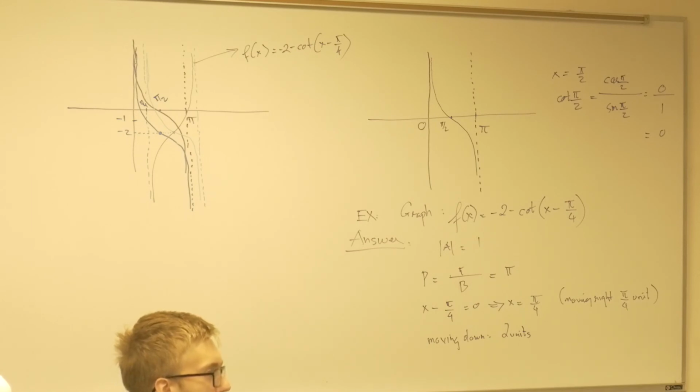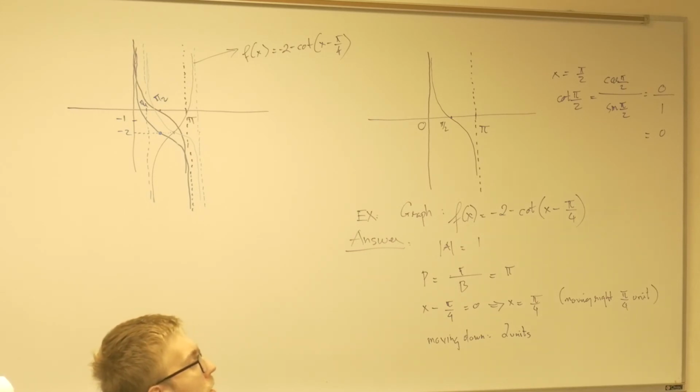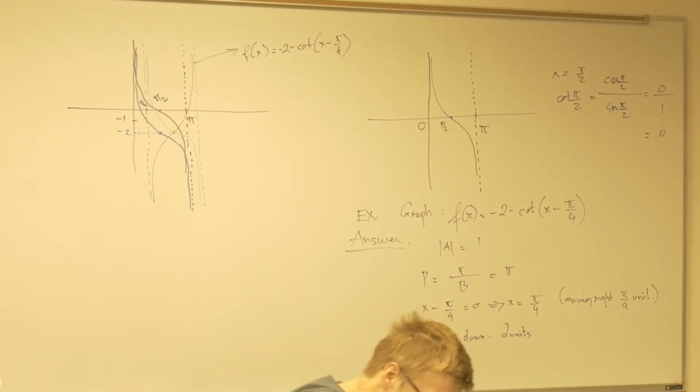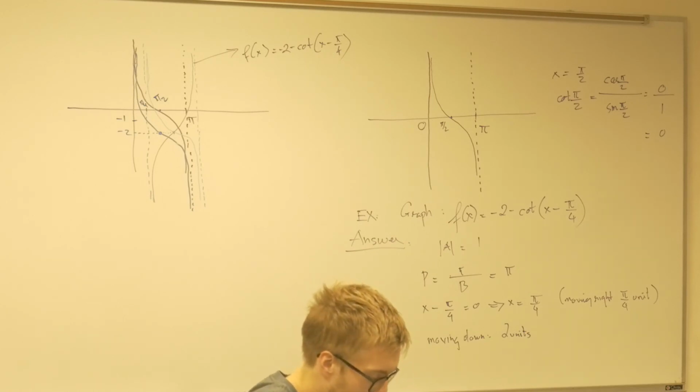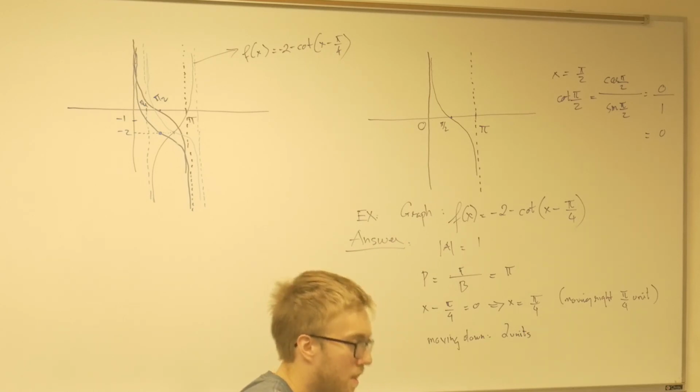Any questions? Yes. I thought the period was 2 pi over b. Oh, the period for cotangent is just pi. The period over here is also pi. So for tangent and cotangent, the period is just pi. But for sine, cosine, cosecant, and secant, the period is 2 pi. I remember I wrote this down last time. Maybe you missed it.